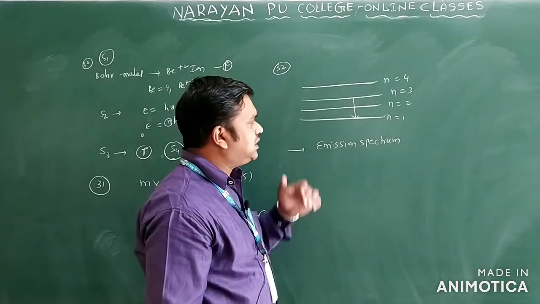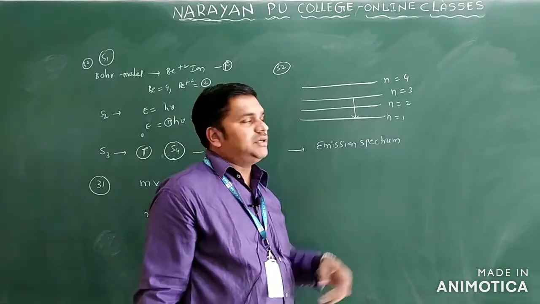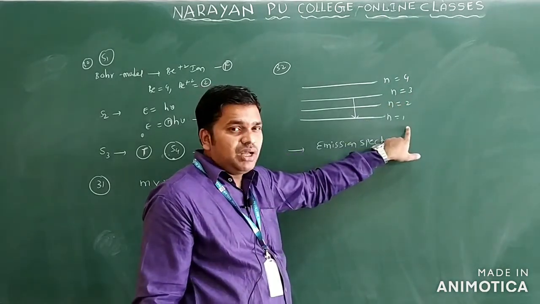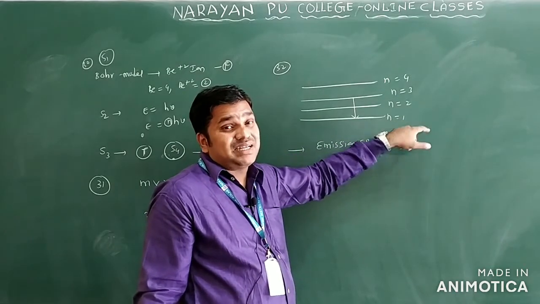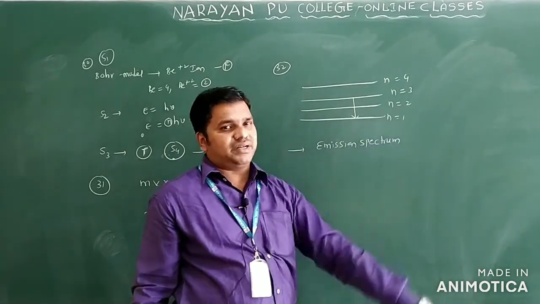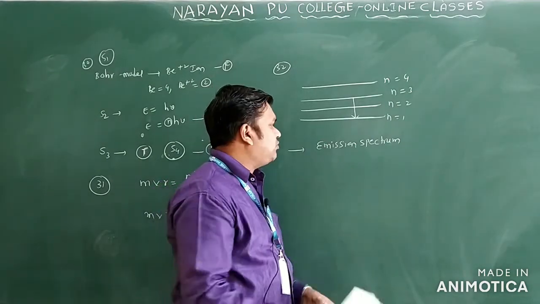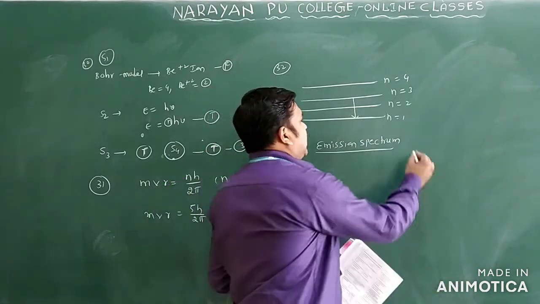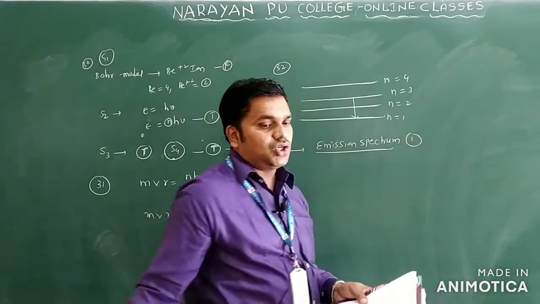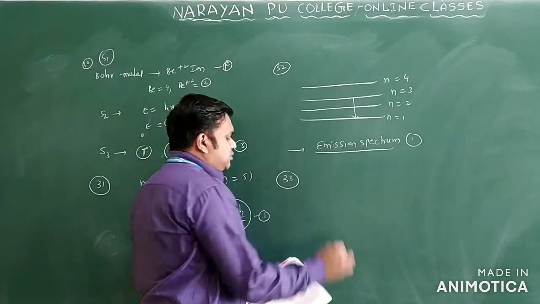Then the electron again comes from a higher energy level to a lower energy level. This is the higher energy level, this is the lower energy level. The difference in energy is emitted in the form of radiation. If you want to record the spectrum, what spectrum will you get? You will get the emission spectrum only. So the answer for this question is option 1. This is question number 32.